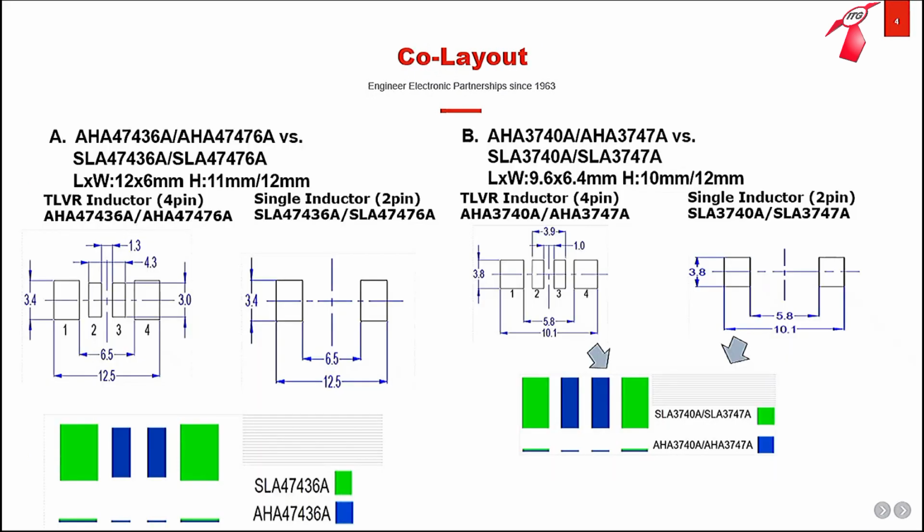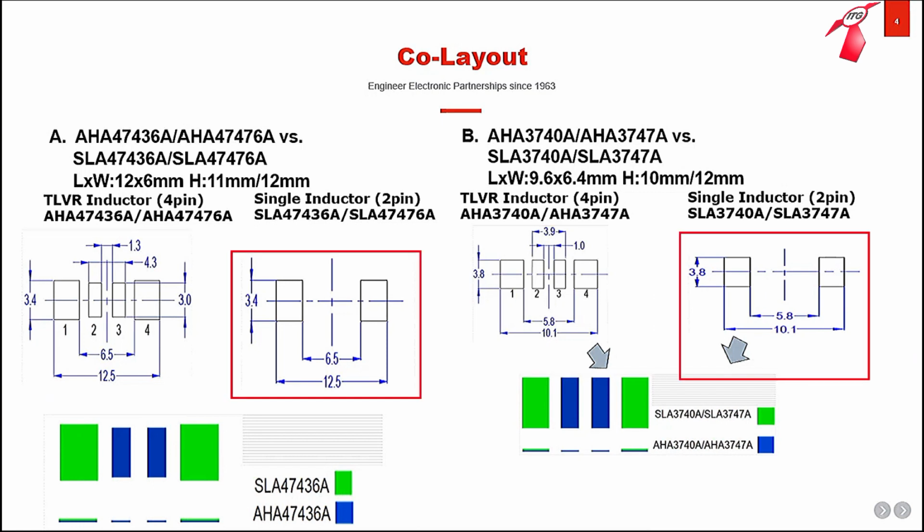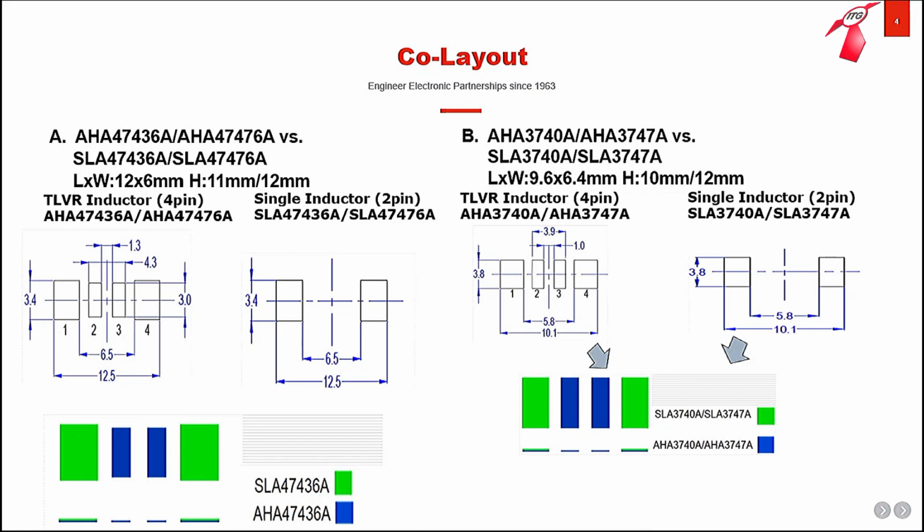Now let's talk about the code layout for TLVR versus the traditional inductors. The advantage of code layout is to prevent the material shortage, so when the TLVR inductor is not available, we can still use a traditional inductor. TLVR is a 4-pins output, and the traditional inductor is a 2-pins output. So on the PCB layout, we'll be using 4 pins, and we could always switch to traditional inductor by using the pin 1 and pin 4 only for in case.